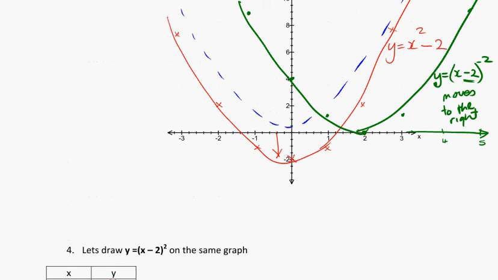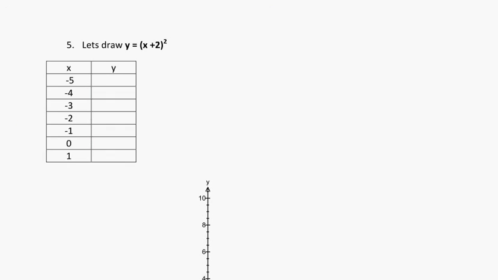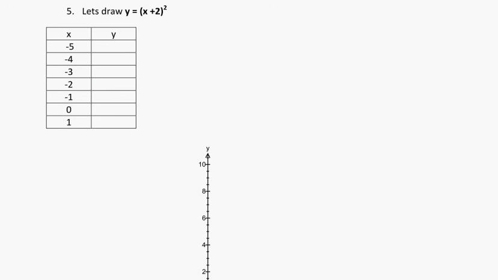So what do you think? If you think x minus 2 all squared moves it to the right in brackets, what do you think x plus 2 does to it? What do you think y equals x plus 2 all squared does to the graph? Okay, let's fill in the table of values. When x is minus 5, plus 2 is minus 3. Minus 3 squared is positive 9. Minus 4 plus 2 is minus 2. Minus 2 squared is 4.